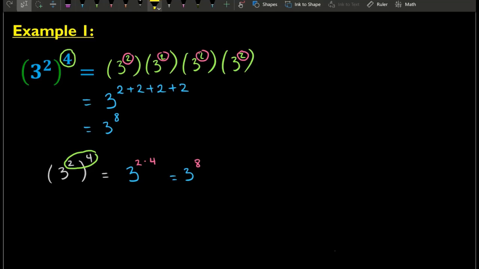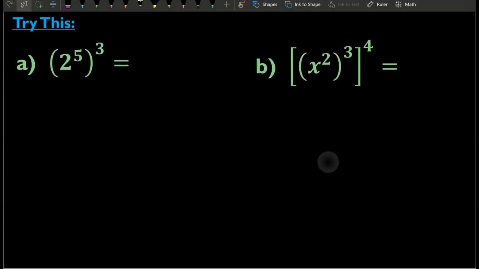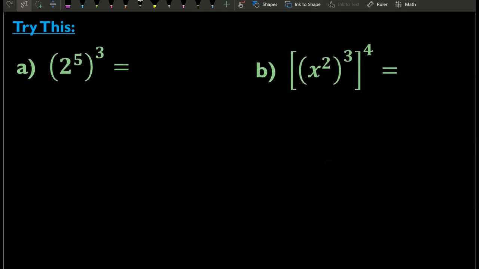Alright, we're going to try this problem. You've got to try this one by yourself for a few minutes, and we're going to talk about the answer in a second. Alright, I hope that you tried it. So our answer is 2 raised to 5 times 3. 5 times 3 is 15. 2 to the 15th power.